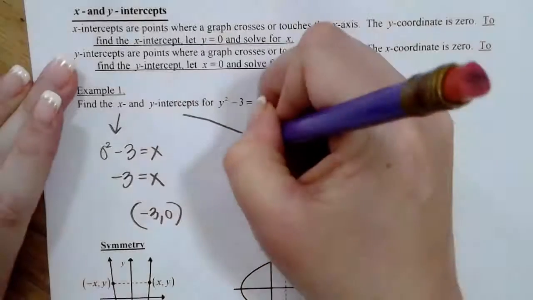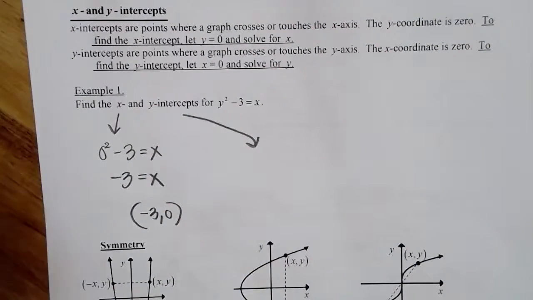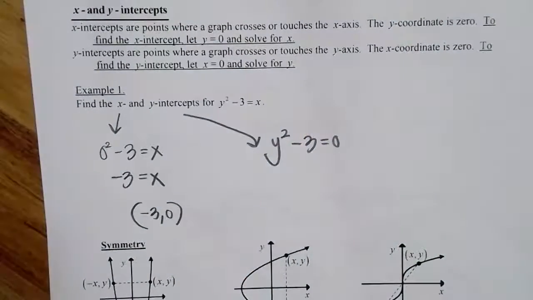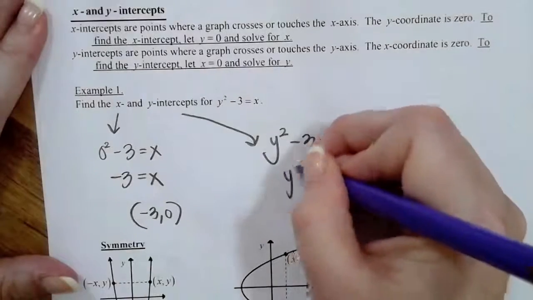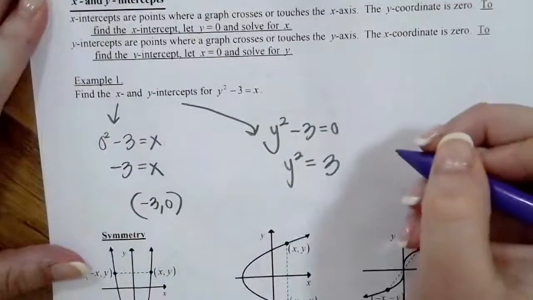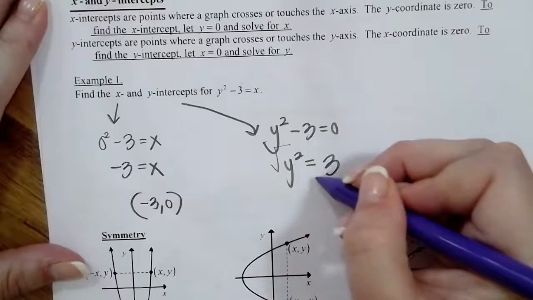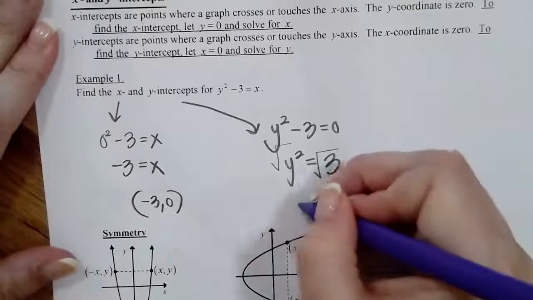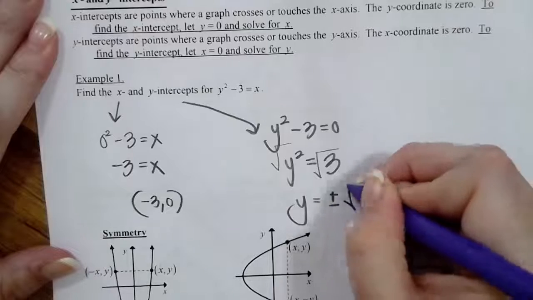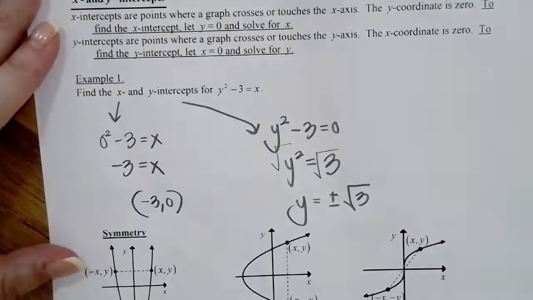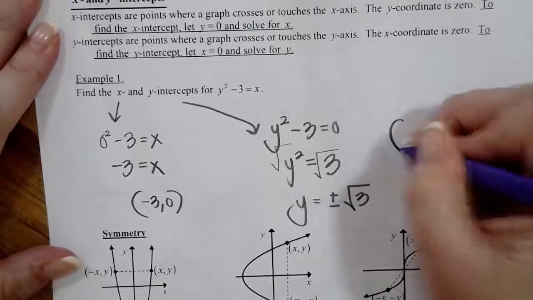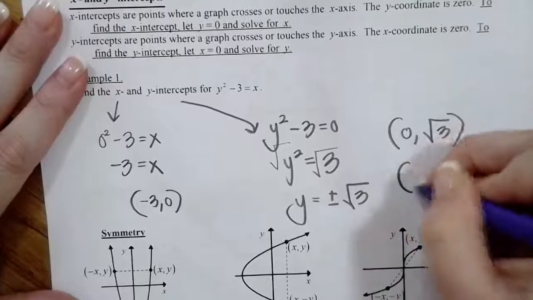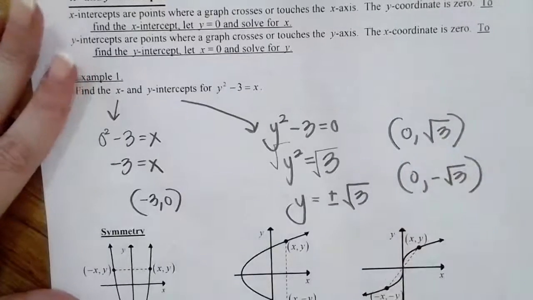To find a y-intercept, we're going to do the exact opposite. We're going to put a 0 for x. So we would have y squared minus 3 equals 0. And now we need to solve for y. So we add 3. So y squared equals 3. We're going to take the square root of both sides. And remember, when you take the square root, it is both the positive and the negative value. So we have y is positive or negative square root of 3. A y-intercept is an ordered pair, so we have 2 of them on this graph, 0 square root of 3 and 0 negative square root of 3.